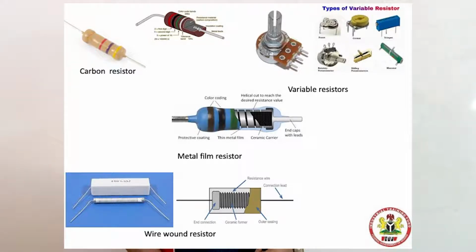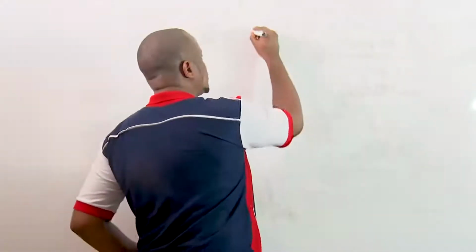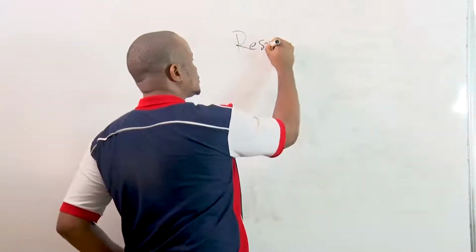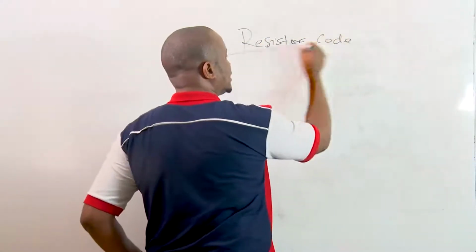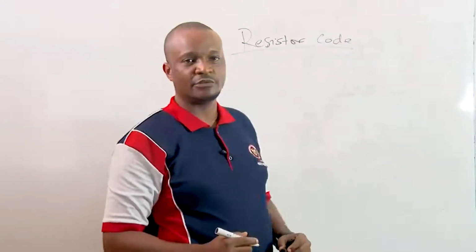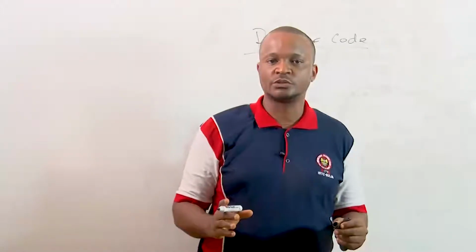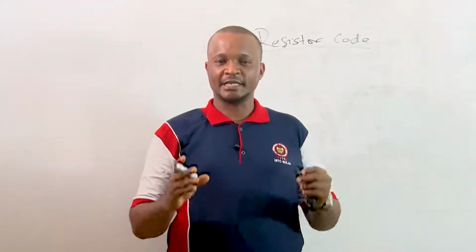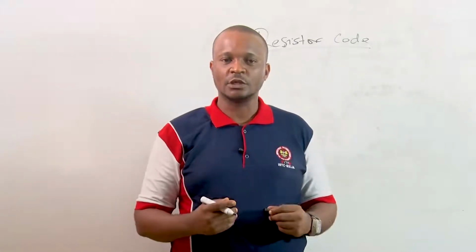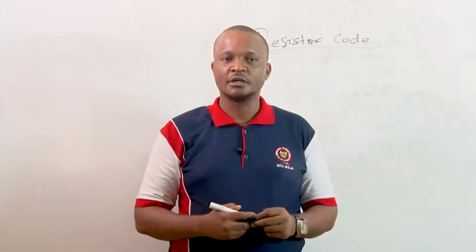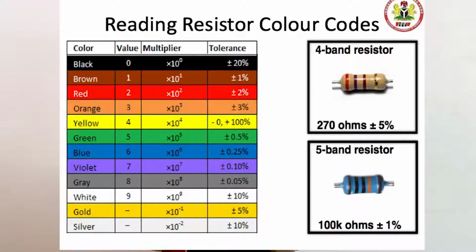So we want to look at the reading of resistor codes. How do you decipher the color markings on a resistor? Now, there is a table that acts as a guide. If you internalize this, you can actually do what? Decipher the codes by merely looking at the colors.